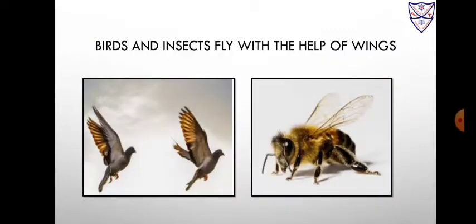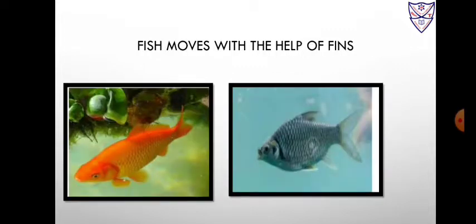Birds and insects fly with the help of wings. Now how do insects move? They move with the help of their wings. Here we will see how different creatures move with different things, and they are living things. Fish move with the help of fins. You must have seen the fish in your fish tank, or in water also. So they are moving with the help of their fins.